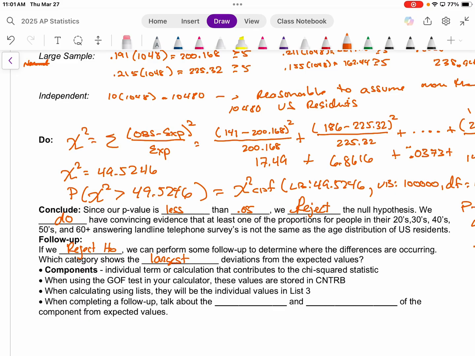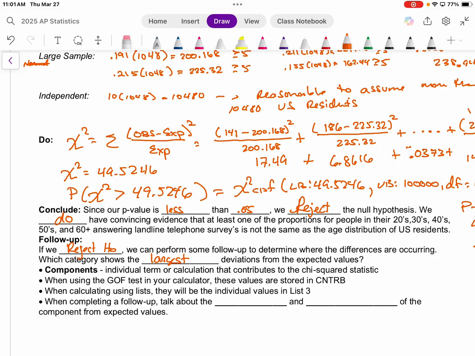And sometimes they'll phrase it from the standpoint of which category contributed the most to the chi-square statistic. So which one had the biggest contribution to that overall value of 49? So when we look at what Mr. Stevens wrote down as the total for each fraction, which one of those fractions had the biggest answer when it was all said and done?